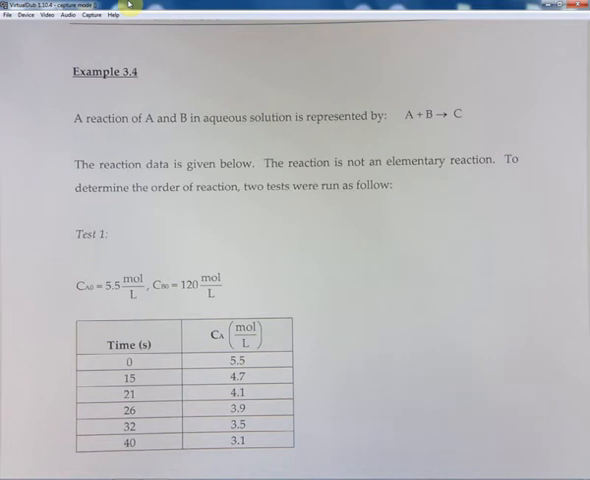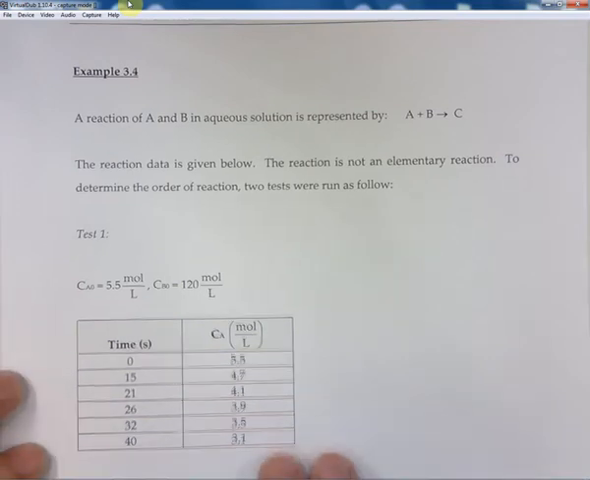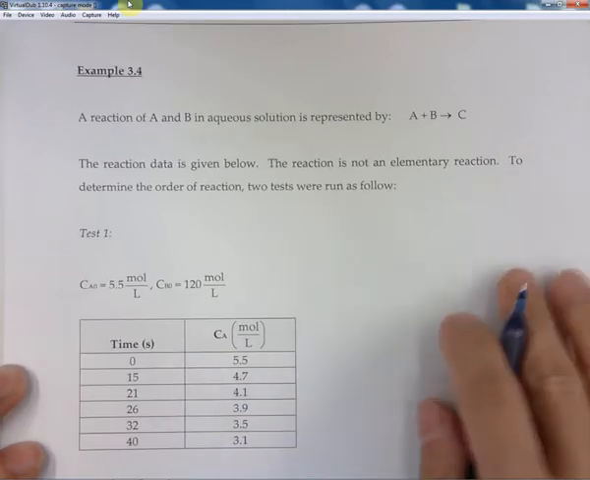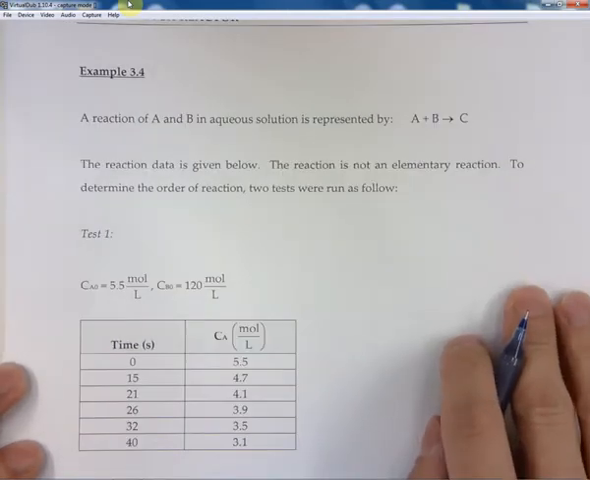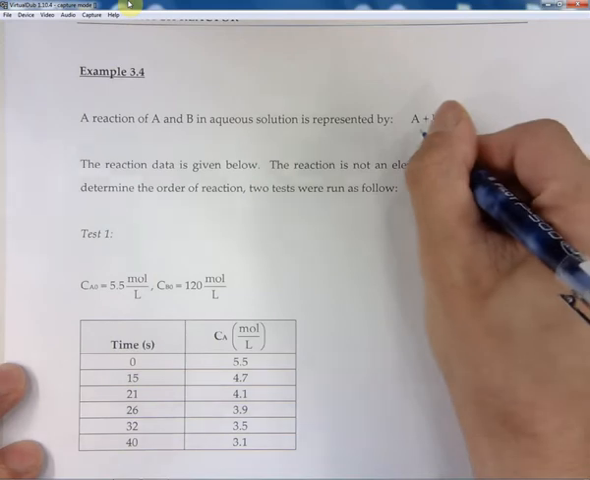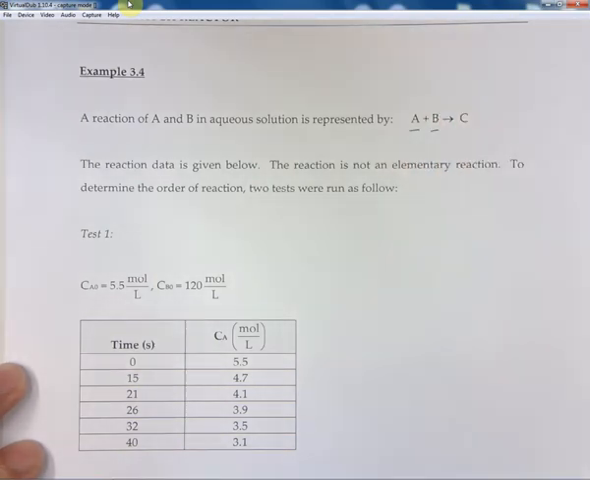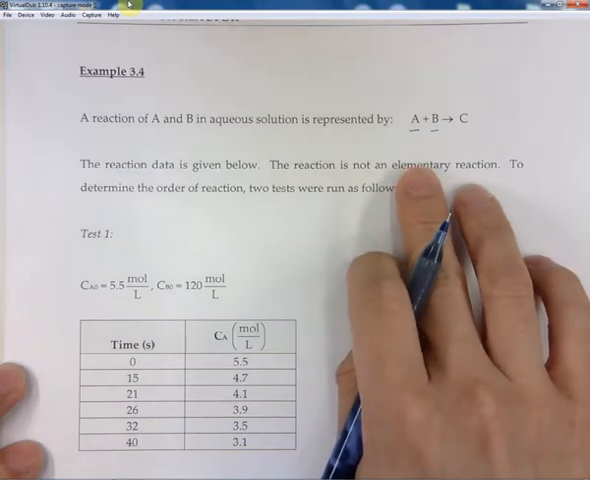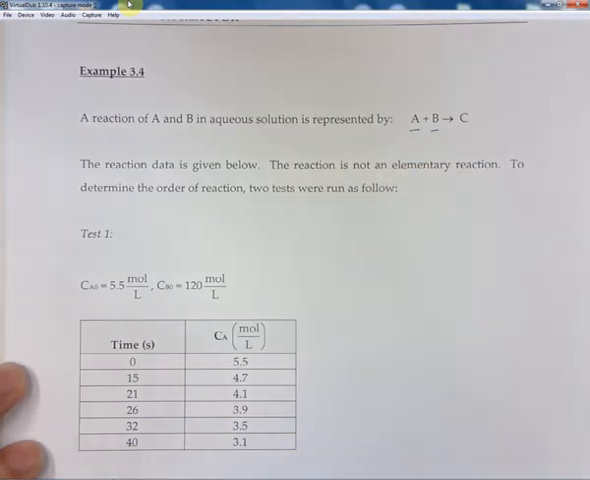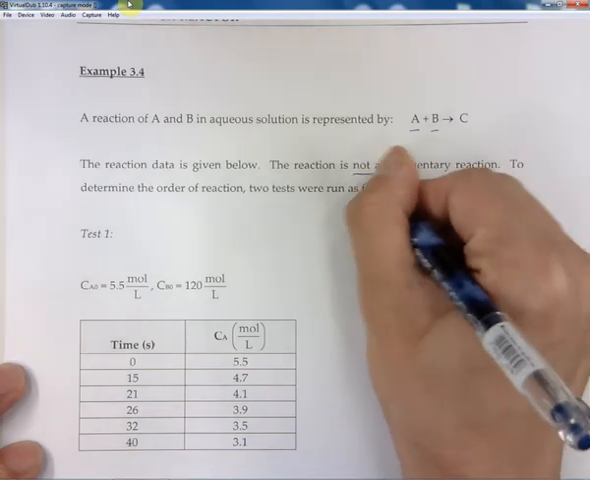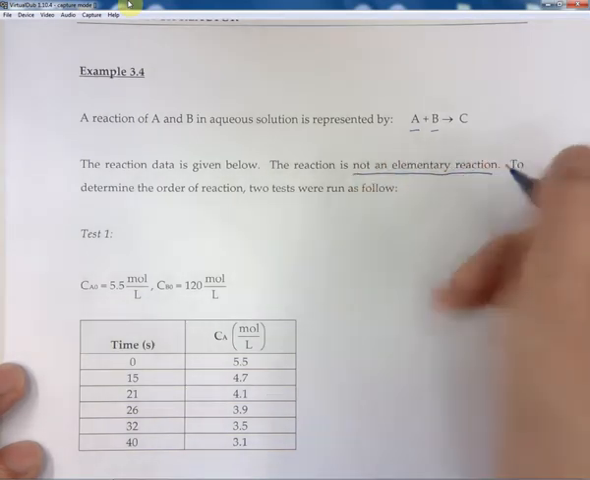Okay, we're going to look at example 3.4. This example will be showing us how we apply the method of excess to look at a bimolecular species. A plus B gives us C. How are we going to find the reaction order for the individual species? Do note that the question states that it is a non-elementary reaction.